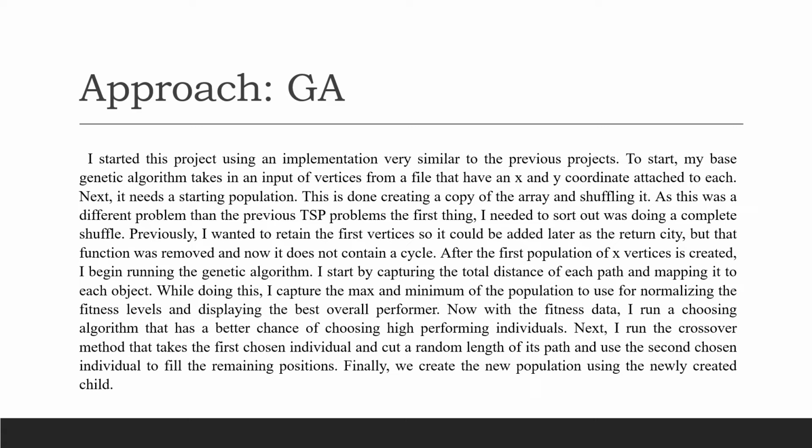And once I have that fitness data, I run this choosing algorithm, and what this does is allow me to select the two parents that I'm going to use in the crossover algorithm that will create the offspring that's going to be the base for the next generation. Now once that is chosen and I run it through my crossover algorithm, it will have that newly created child, and that is again going to be the base for the new population.